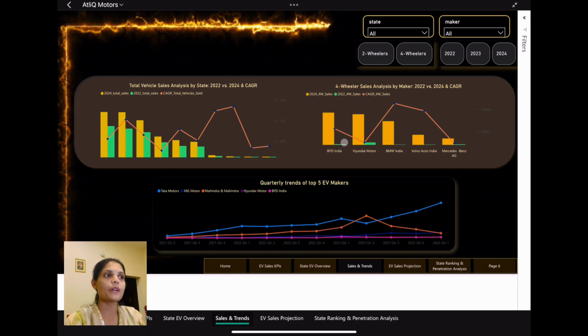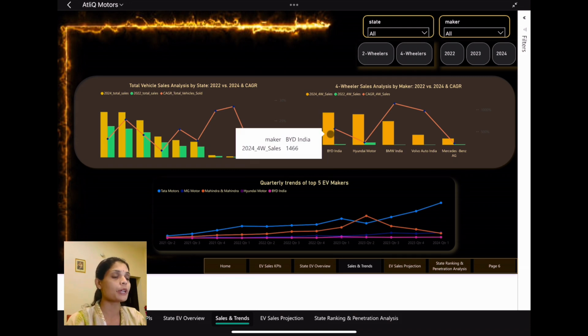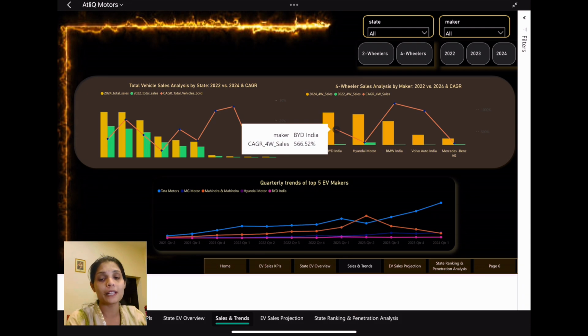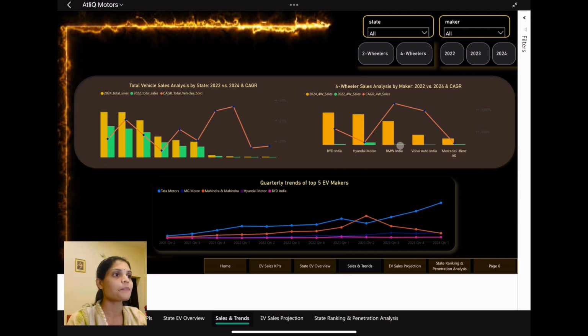Now coming to four-wheeler sales by maker, BYD India sales have skyrocketed, jumping from just 33 units in 2022 to 1,466 units in 2024. This incredible growth rate of nearly 566% shows that their vehicles are gaining a lot of attention and success in the market.